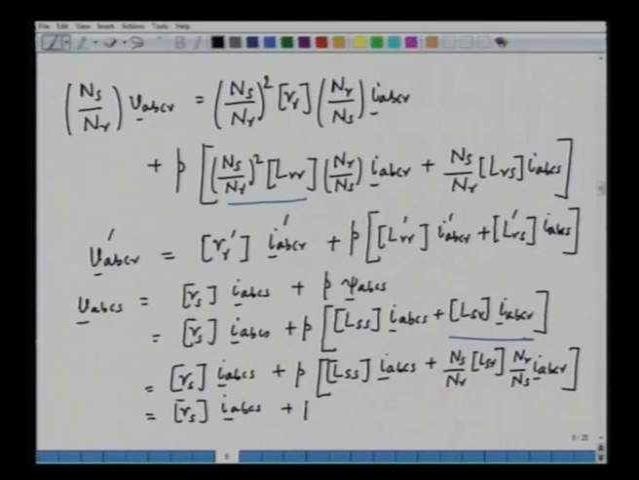So we can rewrite this in the final form, that is RS IABCS plus P LSS IABCS plus LSR prime into IABCR prime. So this equation that we have obtained finally is basically the transformed equation seen from the stator side. So we have been able to derive the equation for the various currents IAS, IBS, ICS, and IAR, IBR, ICR referred to the stator side.